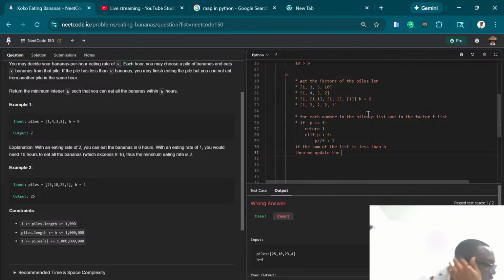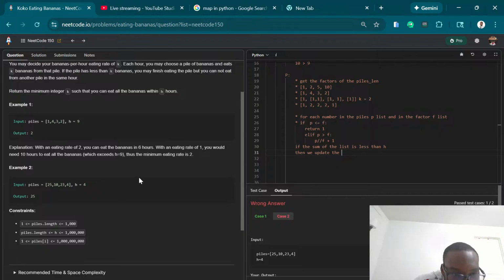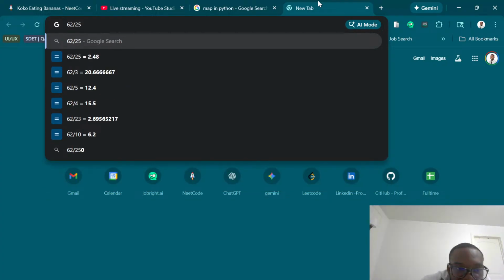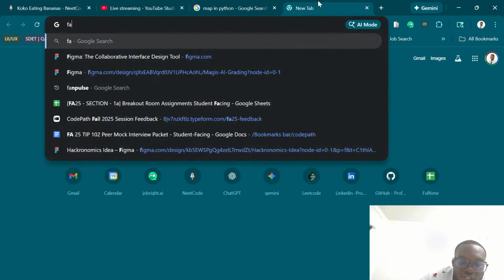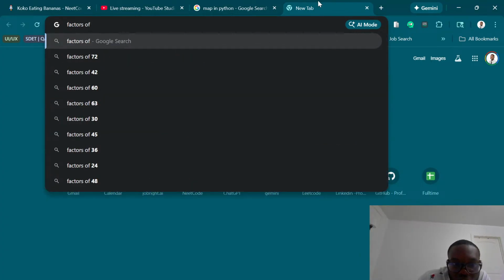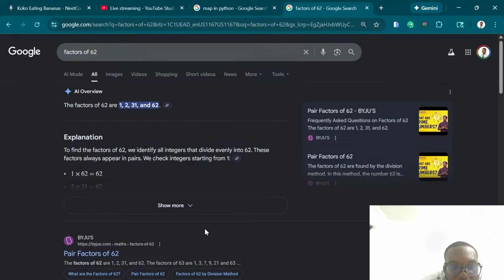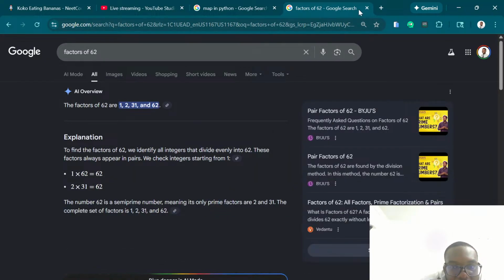update. Okay, so for example, this is 62. 25 is not a factor of 62. So that logic will never work. So 25, right? Yeah, 25 is not a factor of 62 because it doesn't even work. But what is a factor of 62? Let's see, factors of 62. It's 1, 2, and 31. And 31 is not in that list.